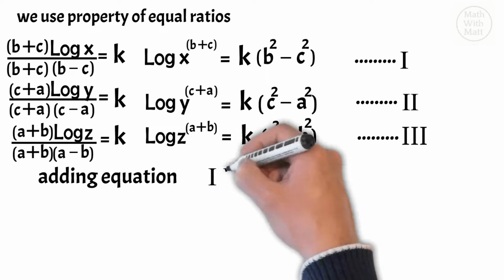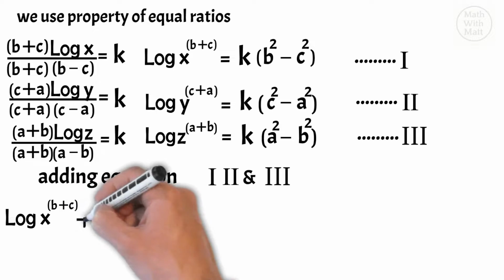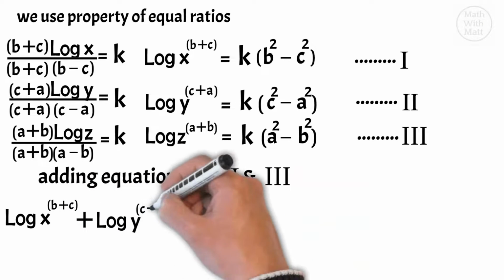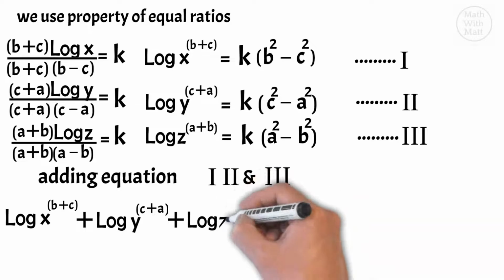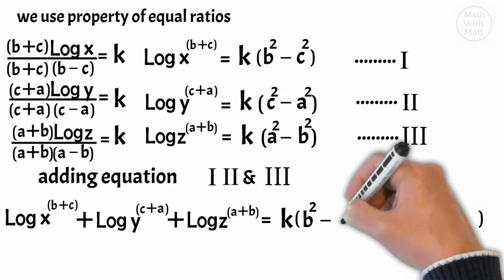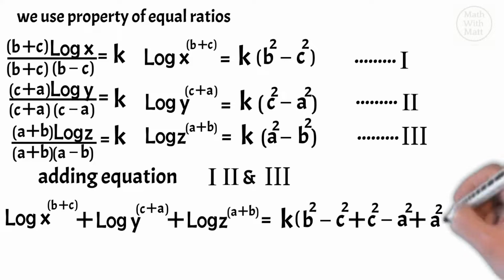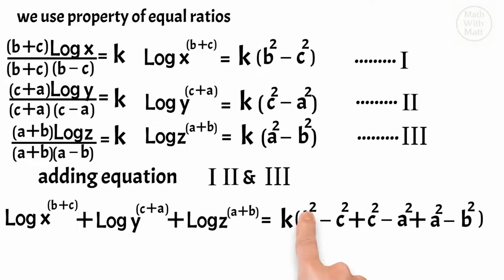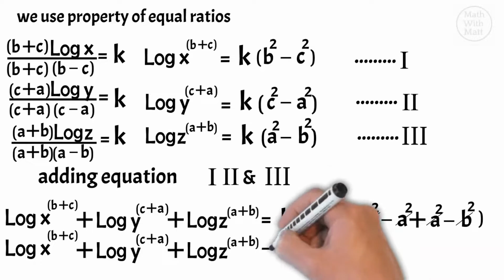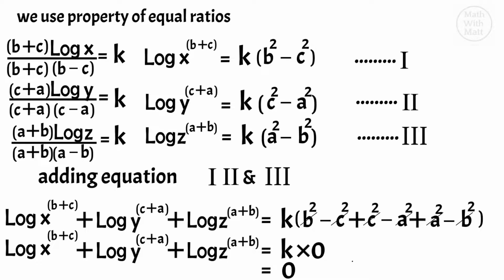Now we add these equations, which leads to log x to power (b plus c) plus log y to power (c plus a) plus log z to power (a plus b) equals k times (b squared minus c squared plus c squared minus a squared plus a squared minus b squared), in which b squared will cancel out b squared, c squared with c squared, and a squared with a squared. Remaining k is now to be multiplied with 0, which obviously leads to 0.